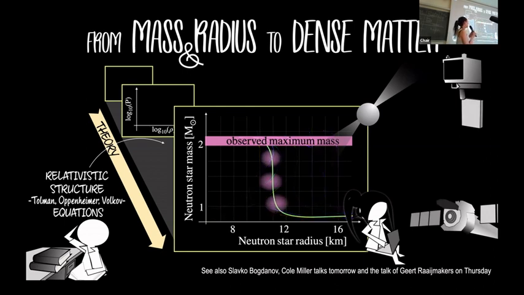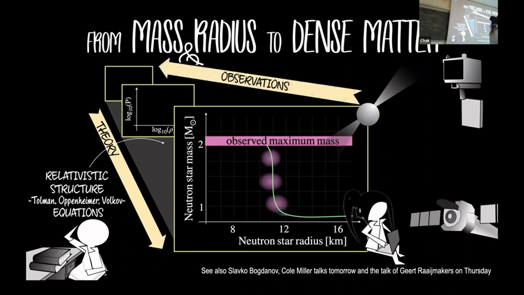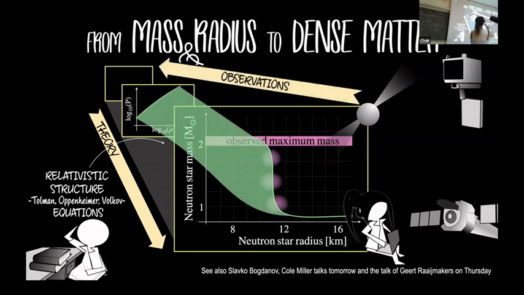is to end up measuring mass and radius for different neutron stars. And ideally, this would end up mapping a very specific relation in the mass and radius. And from there, you will go backwards and infer what is the equation of state, and from there, what are the particles in the core of a neutron star.